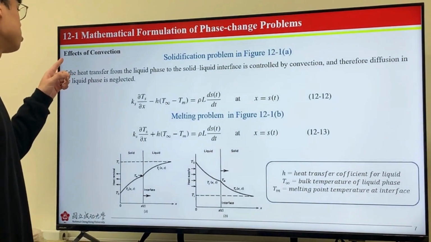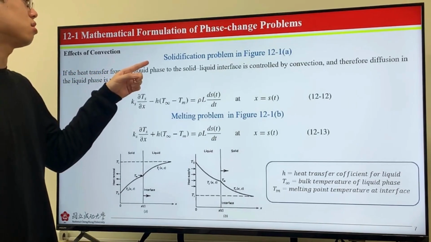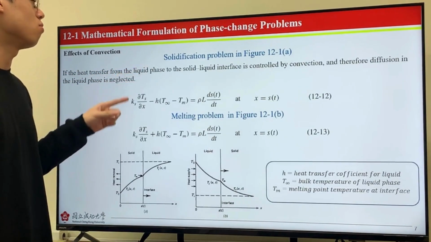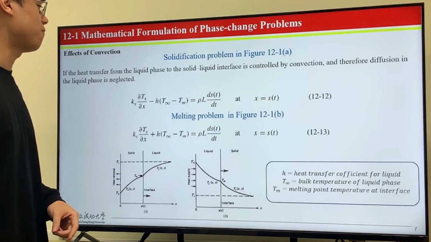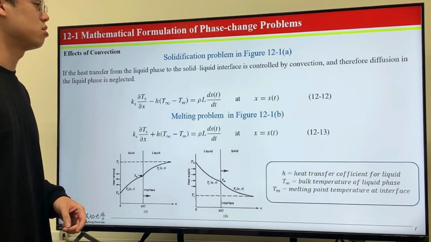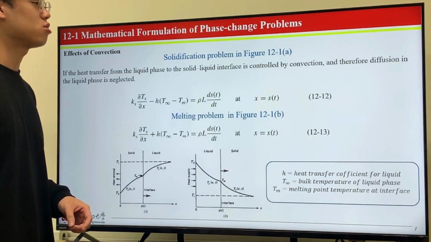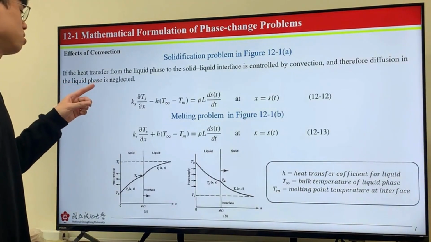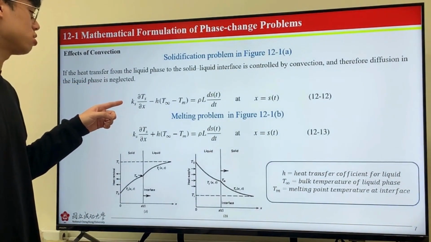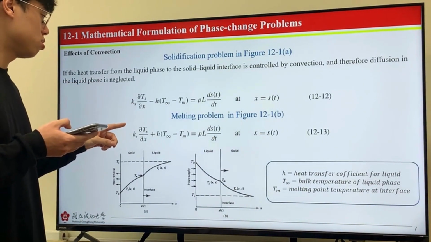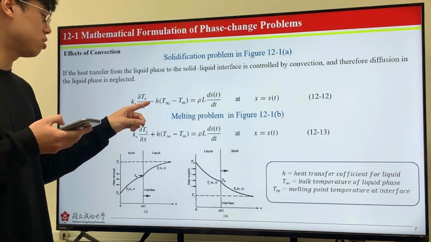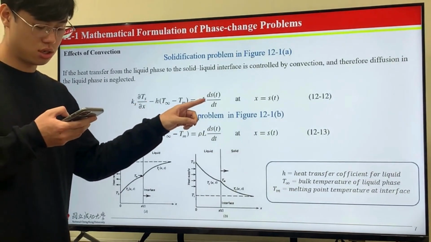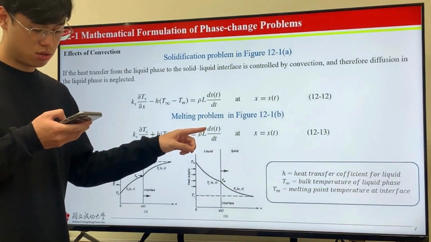And this part is the effects of convection on the solidification problem in figure 12.1. If the heat transfer from the liquid phase to the solid liquid interface is controlled by convection, then diffusion in the liquid phase is neglected, and the equation is this one. And the difference between these two equations is that this is negative and this is positive: this is solidification, and this is melting.